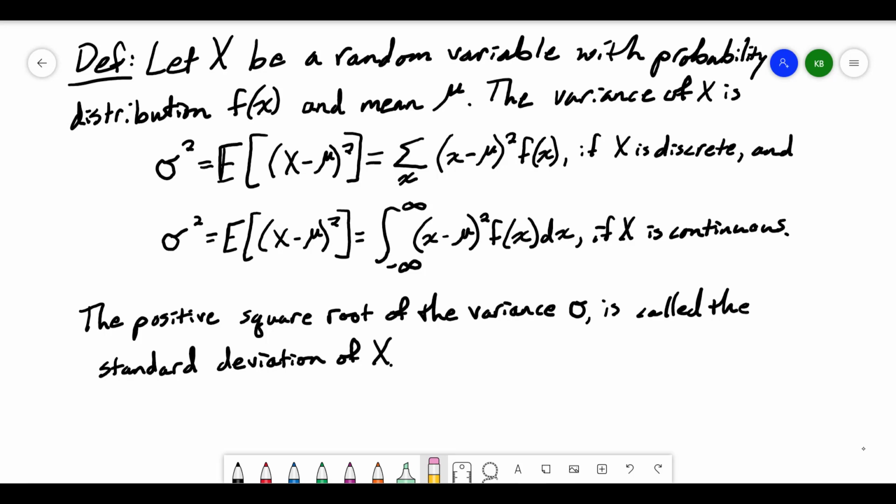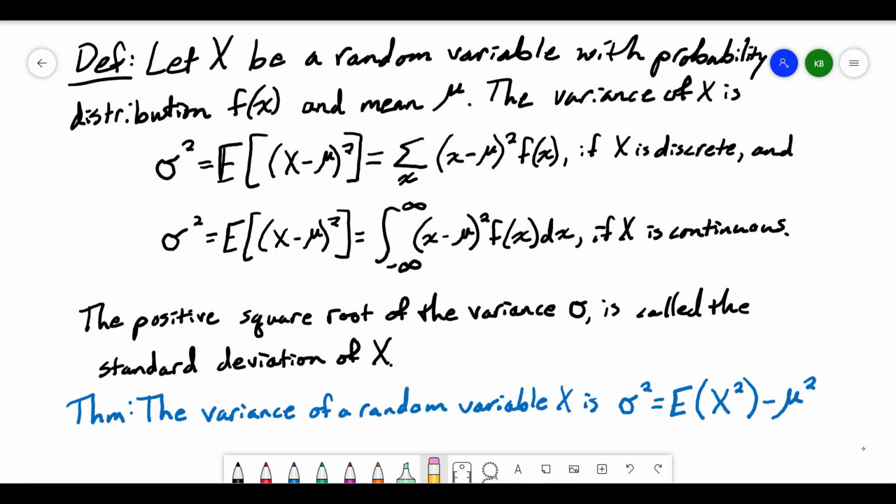Working with this definition can be a little bit unwieldy, and it's a lot of arithmetic and a lot of calculations. Luckily, we have a theorem that tells us that the variance of a random variable is actually equal to the expected value of the random variable squared minus the mean squared. This simplifies it a lot, and we can use this theorem to calculate the variance in fewer steps.